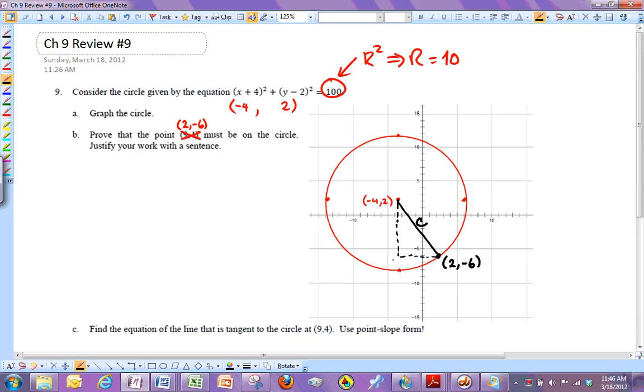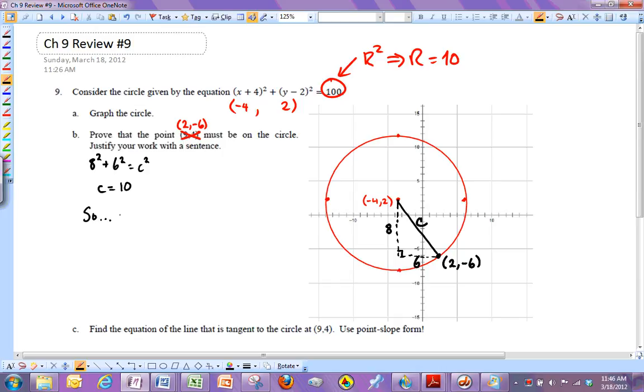And when I go up and down, the y's change. So from 2 to -6, that's a difference of 8. And along the bottom here, the x's change from 2 to -4. So that's 6. And if I do Pythag, I've got 8 squared plus 6 squared equals c squared. C ends up being 10.